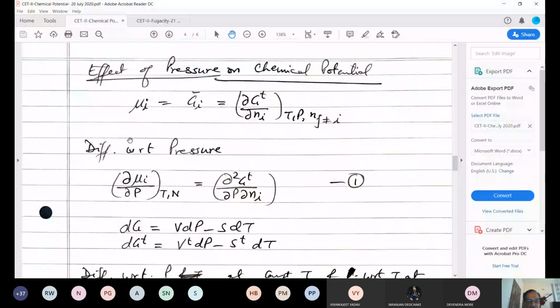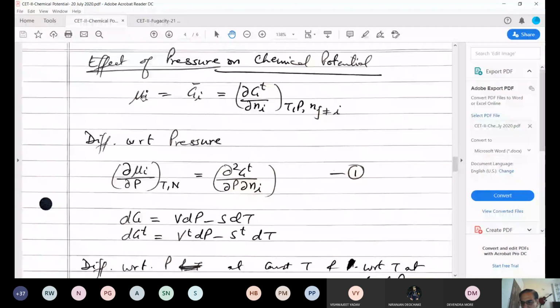By definition, mu i is nothing but the partial molar Gibbs energy, G i bar, which is equal to the derivative of total Gibbs energy Gt with respect to Ni, the component i, at constant temperature, constant pressure, and constant n subscript j, where j is not equal to i. So by keeping all the other components constant and changing only i, we add a small quantity of i to the solution. How does the total Gibbs energy change? That is our mu i. Understand this definition of chemical potential, right? Any doubts on this? This is our basis for everything else. If you don't understand this, we are not going to understand anything else. Did everyone understand this? By definition, this is what it is: a partial molar property.